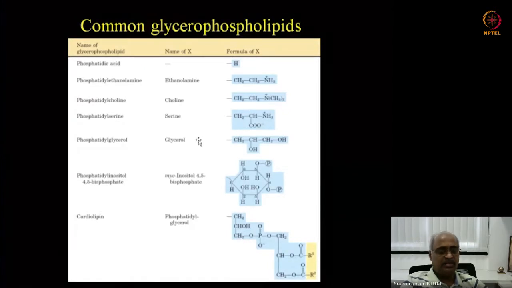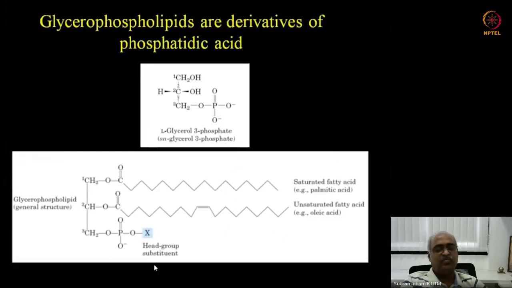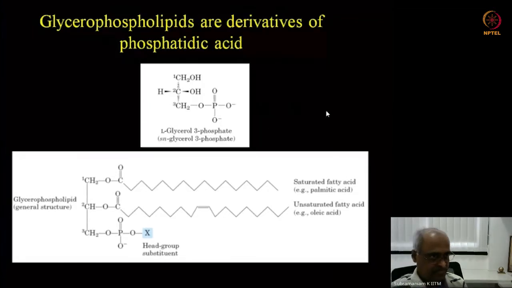So this group can have a variety of polar substitutions. And that forms the head group. And these are the two tails. So that is how you have a lipid bilayer. So you have two leaflets there. So you have head group on one side and then head group on the other side. So just to make sure nobody has confusion, I'll draw this again.